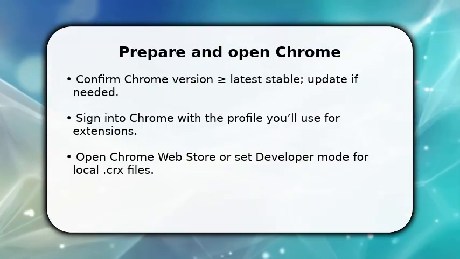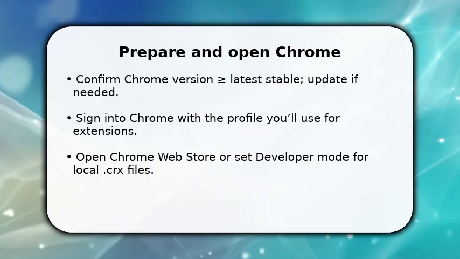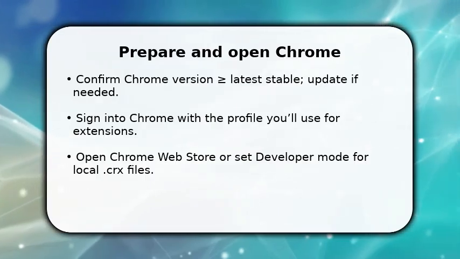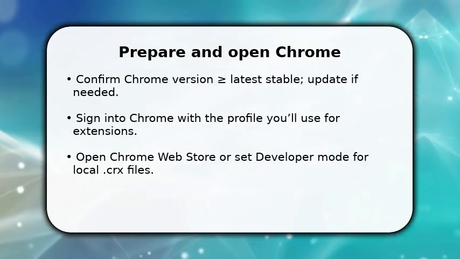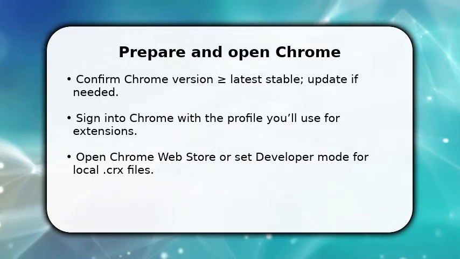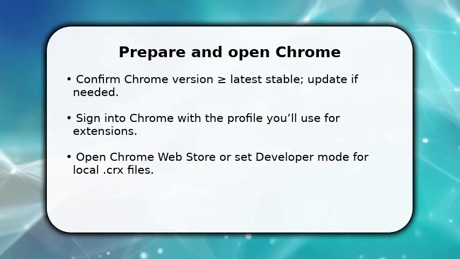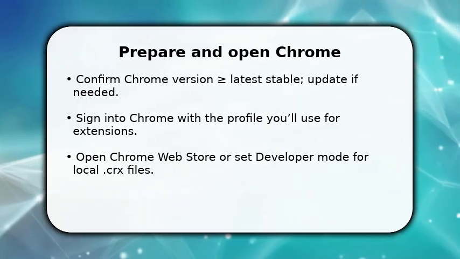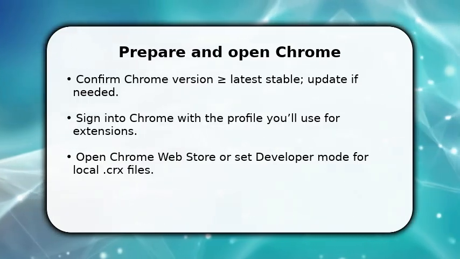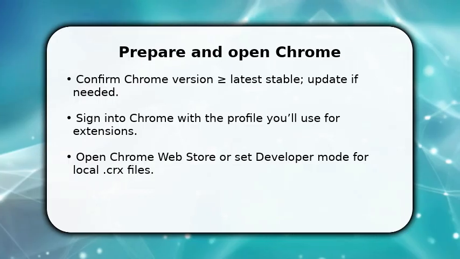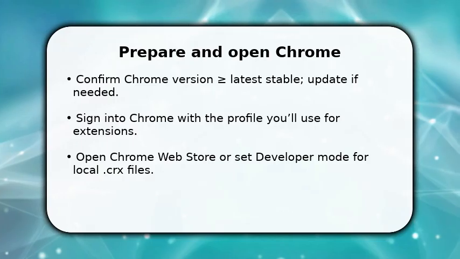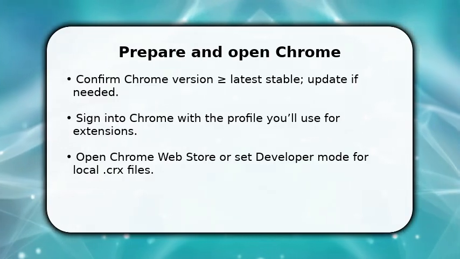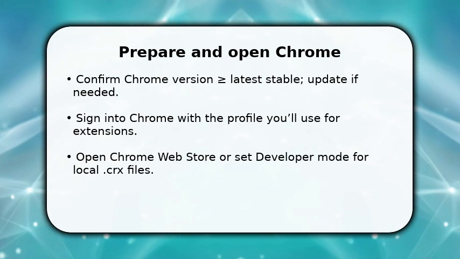You start by making sure your Chrome is up to date and you're signed into the profile where the extension will run. Once done, open the Chrome Web Store or the Extensions page and enable Developer Mode if you plan to load a local CRX or Unpacked folder. This matters because mismatched versions or wrong profiles cause extensions not to sync. Make sure you have any required login or license info ready so the install process is uninterrupted.